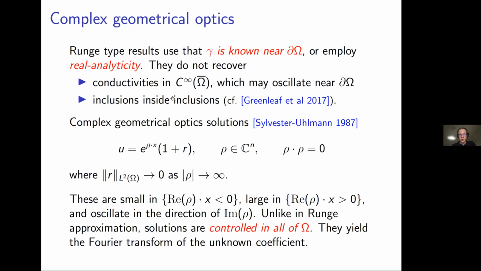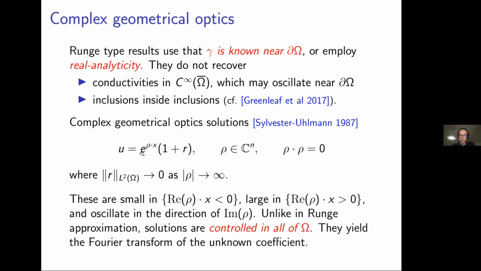So in order to deal with these cases, there's this other method that I already discussed, complex geometric optic solutions, which are solutions of the conductivity equation which look like these complex exponentials, harmonic exponentials e to the rho dot x, where rho is a complex vector satisfying rho dot rho equal to 0. And one can think of these solutions also as some kind of localized potential.